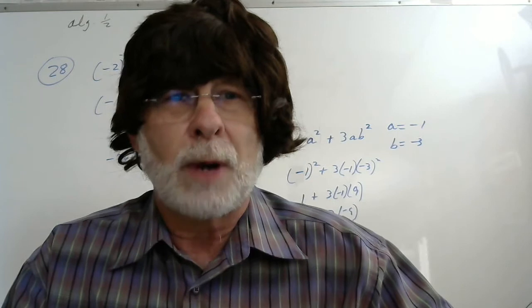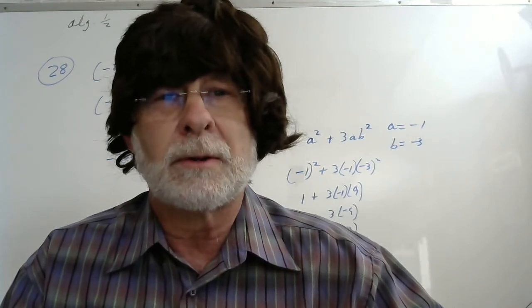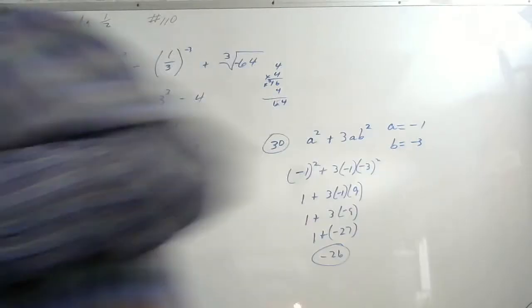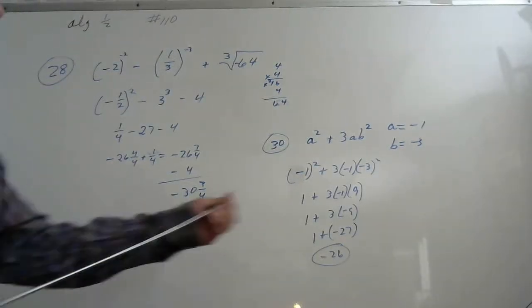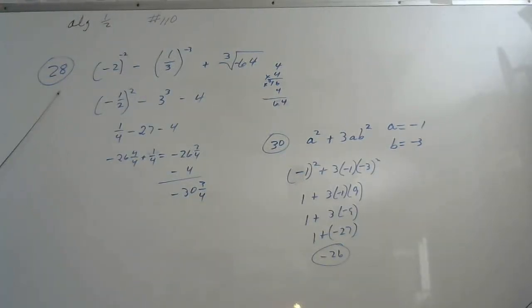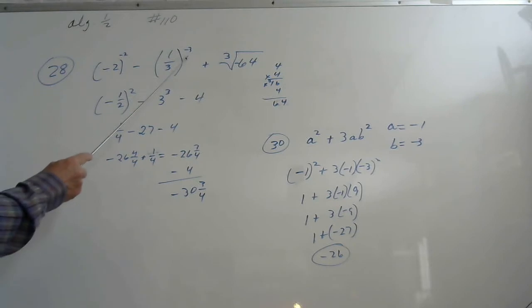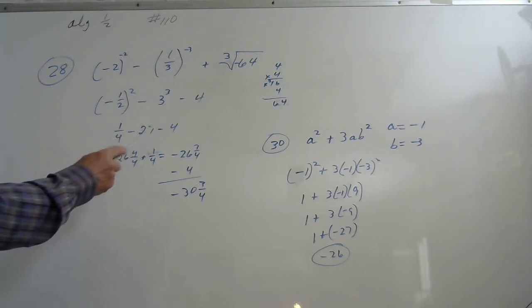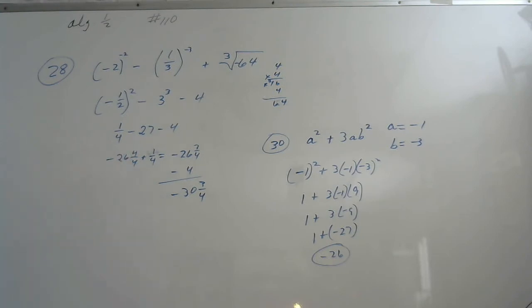Okay, so I have two more problems from lesson 110 to go through with you that students seem to be struggling with. So here we go. Okay, so I got my trusty pointer again. Okay, so it's problem 28. The original problem is negative 2 to the negative 2 minus 1/3 to the negative 3 plus what number times itself 3 times will give me a negative 64.